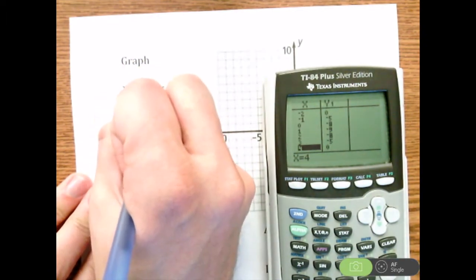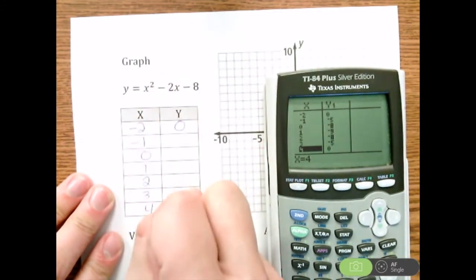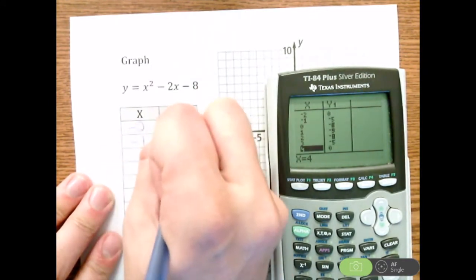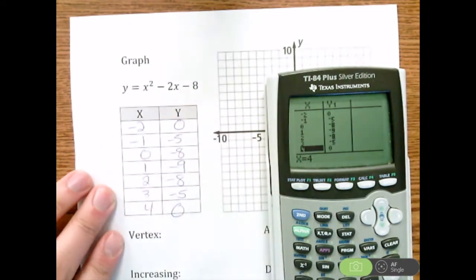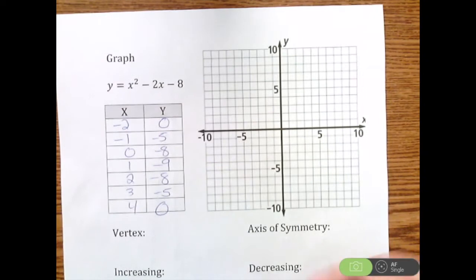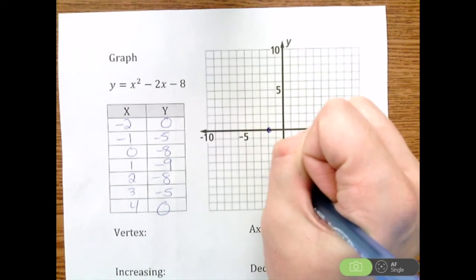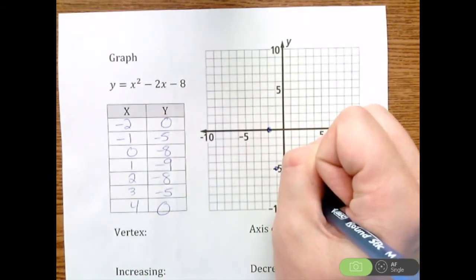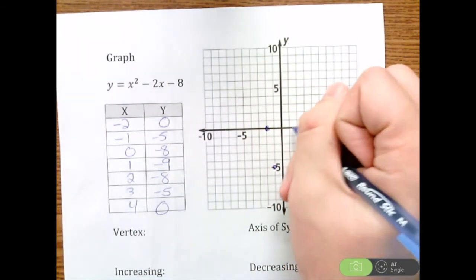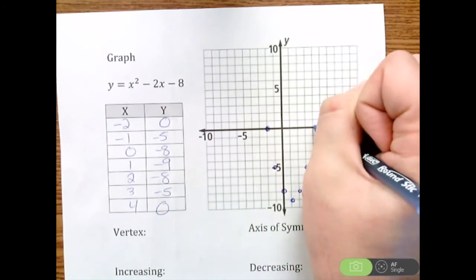So I have -2, -1, 0, 1, 2, 3, 4. Should have a 0, 0, -5, -5, -8, -8, and -9 in the middle. Need to transfer all this information over to my graph paper. So I have -2, 0, put a point, -1, -5, put a point, 0, -8, 1, -9, 2, -8, 3, -5, 4, 0.